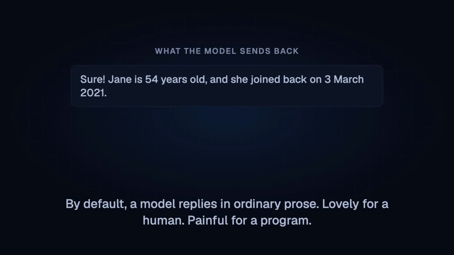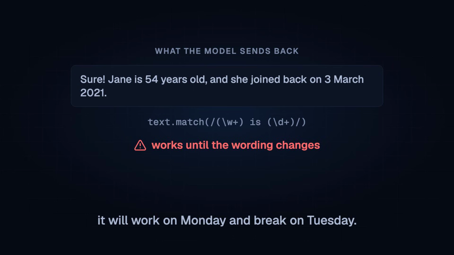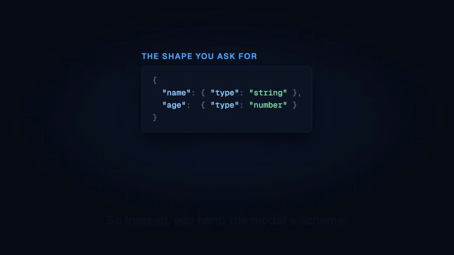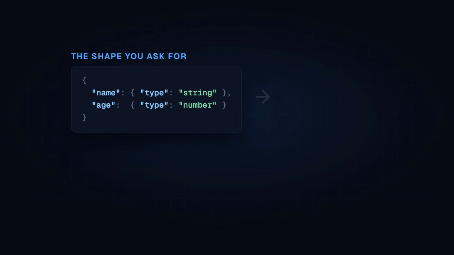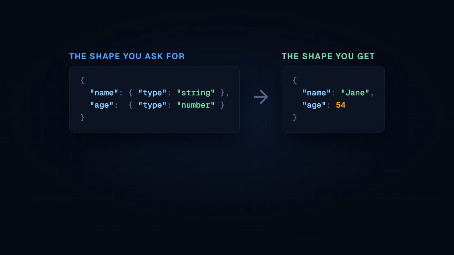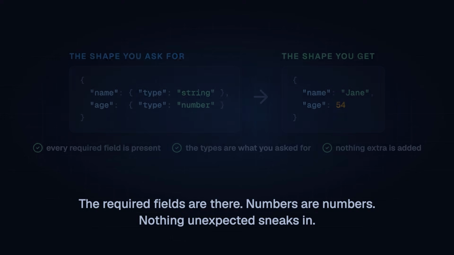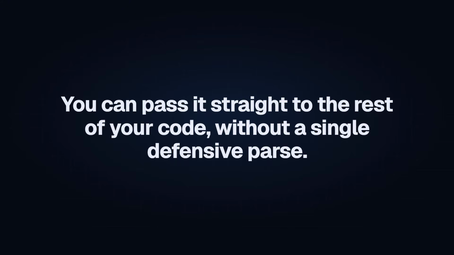Now the piece that turns a demo into a product. By default, a model replies in ordinary prose, lovely for a human, painful for a program. If your code has to dig a name and a date out of a paragraph, it will work on Monday and break on Tuesday. So instead, you hand the model a schema, a description of the shape you want. These fields, these types, nothing extra. And the reply comes back in that shape, not usually, every time. The required fields are there, numbers are numbers. Nothing unexpected sneaks in. You can pass it straight to the rest of your code without a single defensive parse.